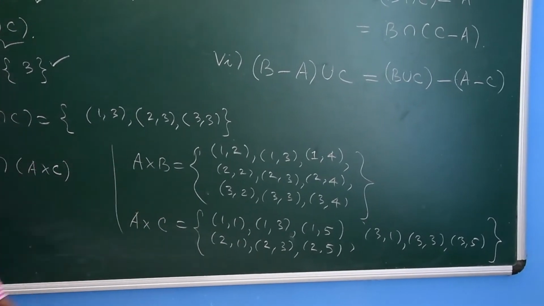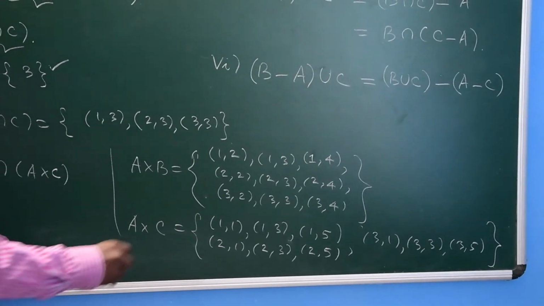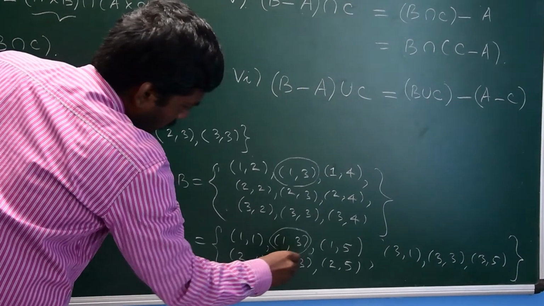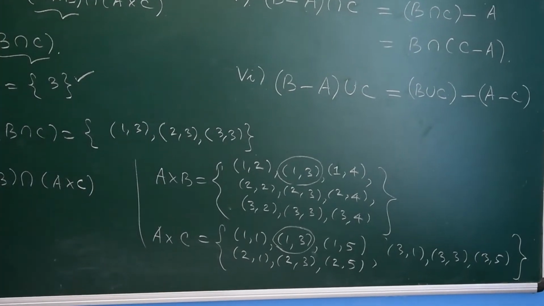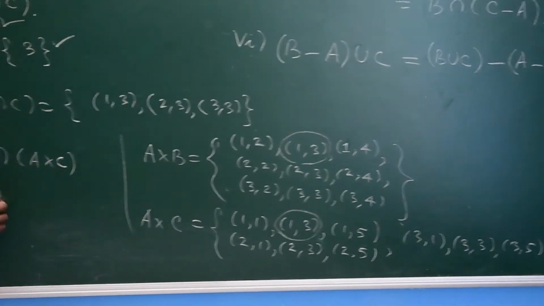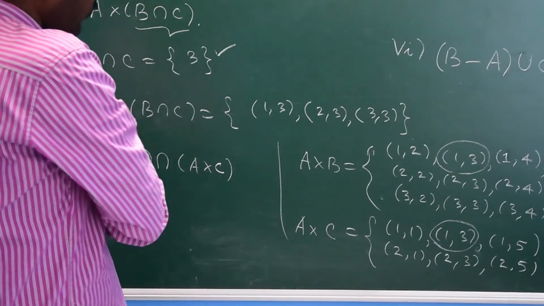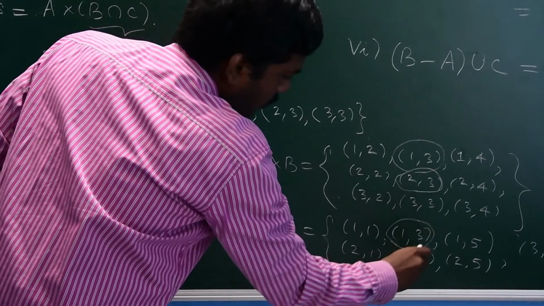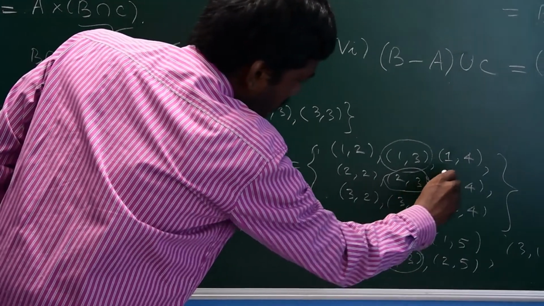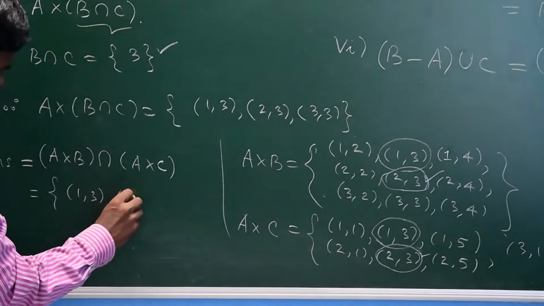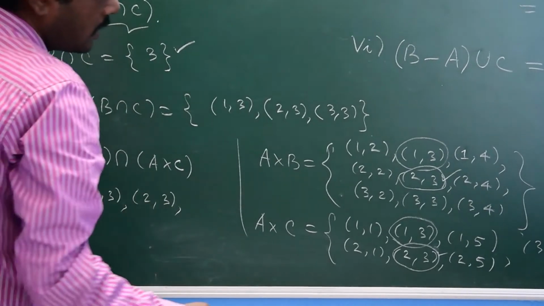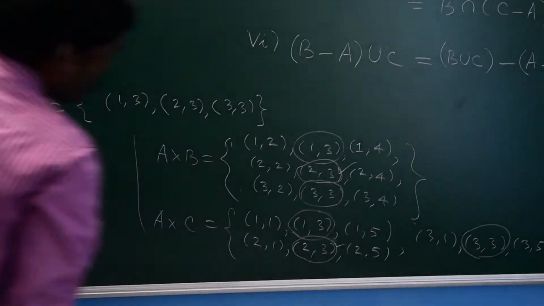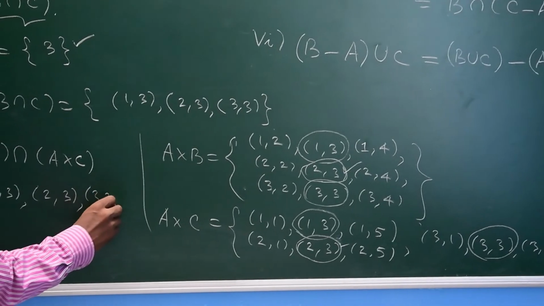Now find the intersection. What are all the elements common to both? When you look at A × B and A × C, you see that (1, 3) is in common. Then (2, 3) is also in both the sets. And (3, 3) is also there in both. So these are the 3 elements which are common to both.